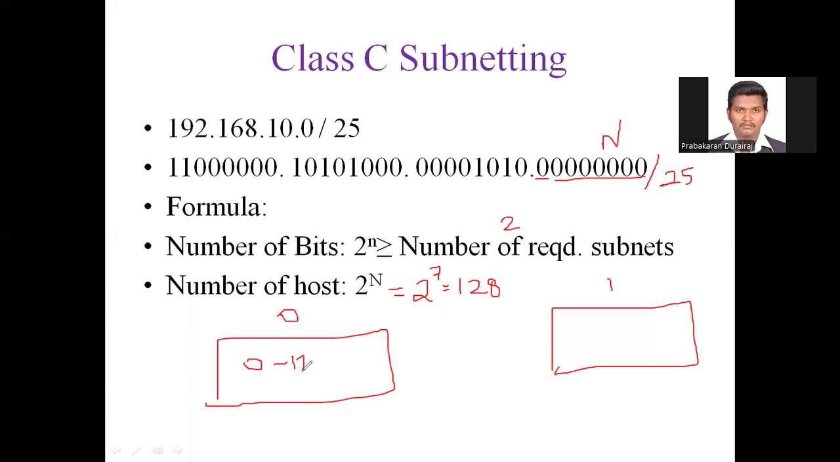So in subnet number 0, I can connect hosts from 0 to 127, and for subnet number 1, the hosts range from 128 to 255. But here we have to remember one thing: we said that a total of 128 hosts can be connected in the subnet.